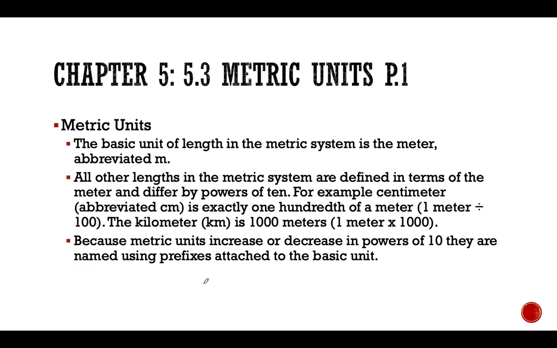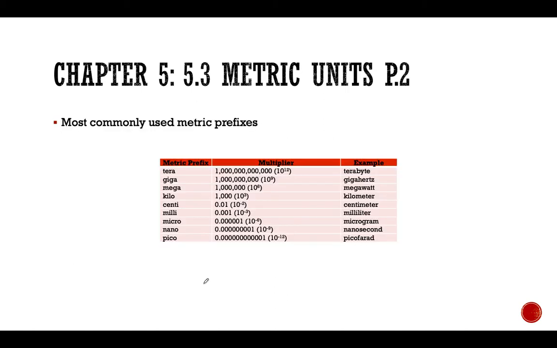For example, a centimeter is exactly 1/100th of a meter, so 1 meter divided by 100. The kilometer is 1,000 meters, 1 meter times 1,000. Because metric units increase or decrease in powers of 10, they are named using prefixes attached to the basic unit. This is a table just for your reference of the most commonly used metric prefixes.